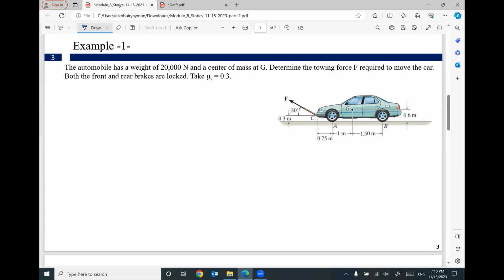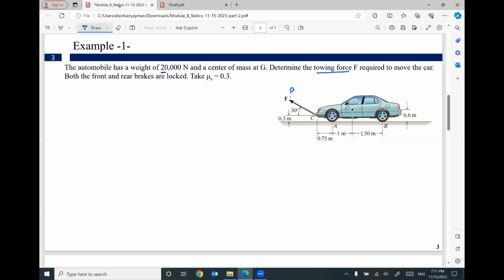And hopefully this will not happen for you or me. We would like to figure out how much towing force this car will be towed. So we need to figure out how much is this force F, which is applied to the front of the car with angle theta equal 30 degrees. We are given the weight of the car, 20,000 Newton, and mu static equal 0.3. The problem is asking for the minimum value of F that will force this car to move.